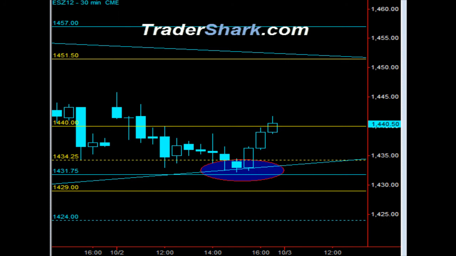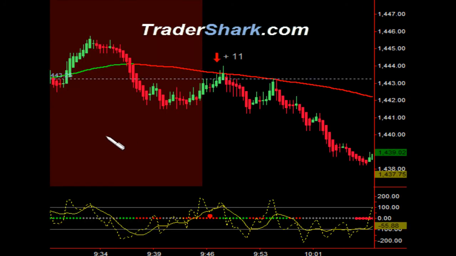Now let's go ahead and look at the lower time frame chart. The market opened up this morning here at 1443.25, represented by this white dotted line. We generally don't trade from 9:30 to 9:45. Immediately coming out of the no trade zone, we had downside pressure, an opportunity to get short. Target 1 and target 2 hit for a total of 11 ticks.